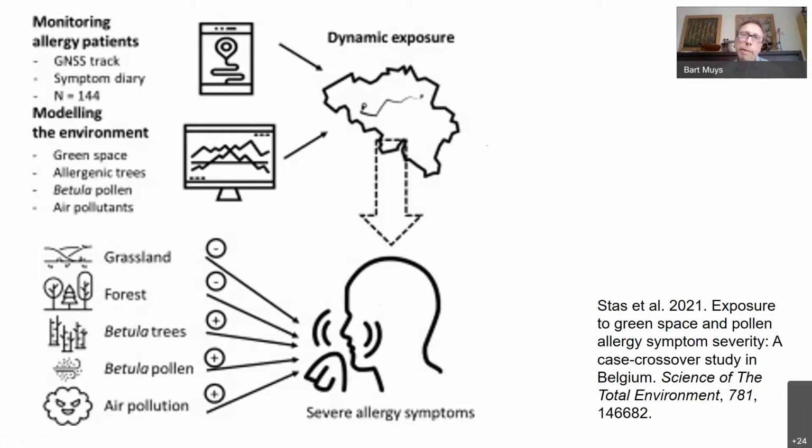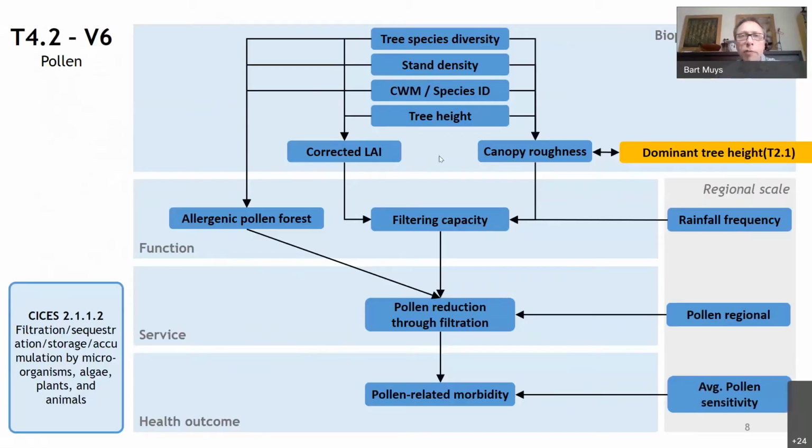And that suggests that tree species diversity plays a role here. So if in a mixture we can decrease the allergenic pollen, but increase the overall mixture of what we have in the canopy, we get an improvement.